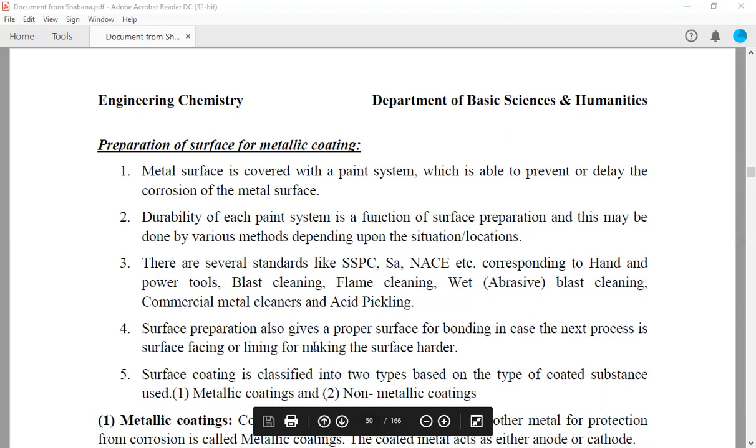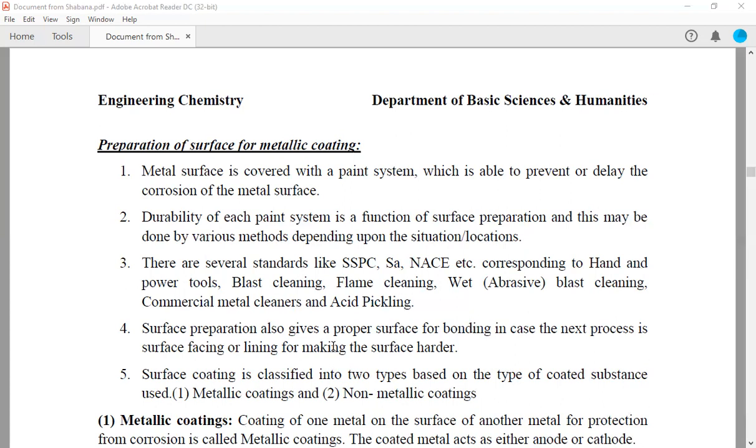Surface preparation also gives the proper surface for bonding. The next process is surface facing or lining for making the surface harder. And surface coating can be classified into two types based on the type of coated substance used: metallic coating and non-metallic coating.